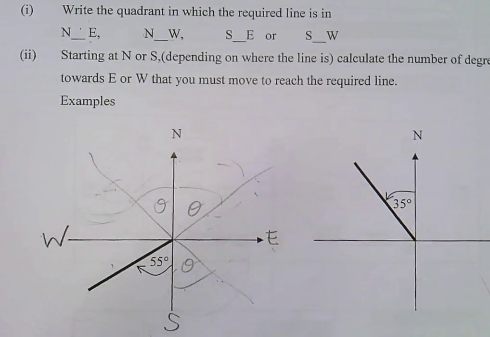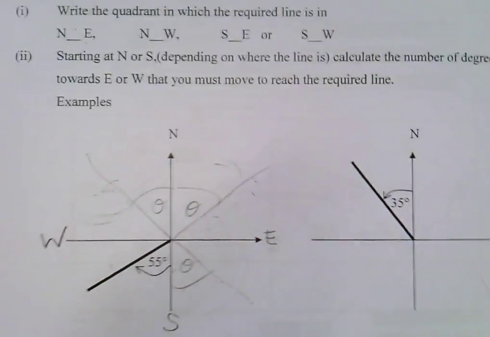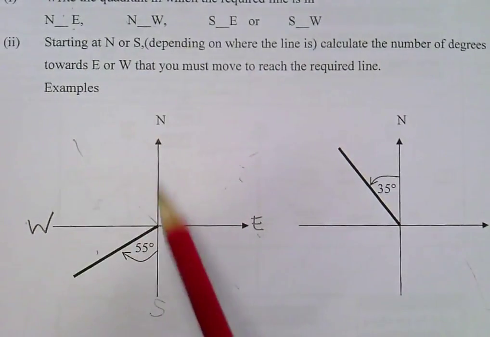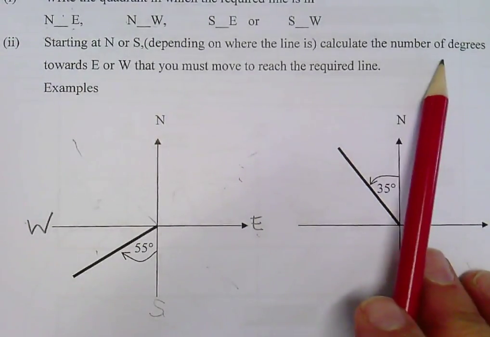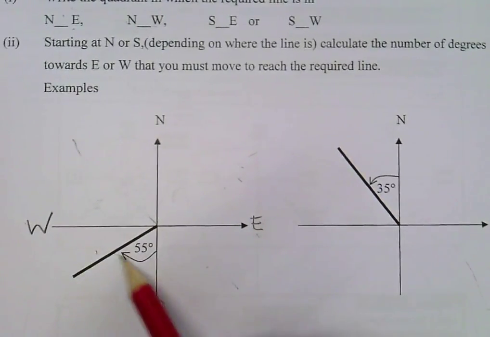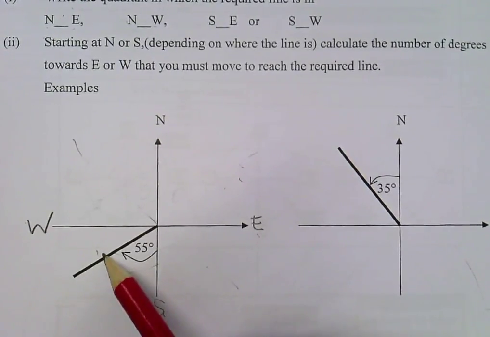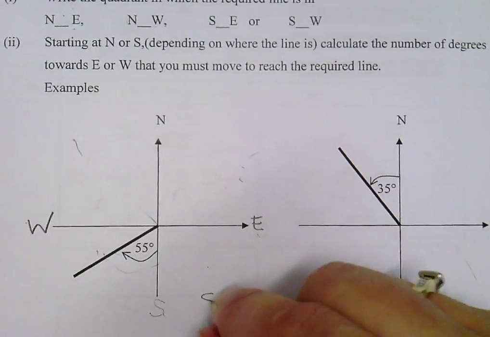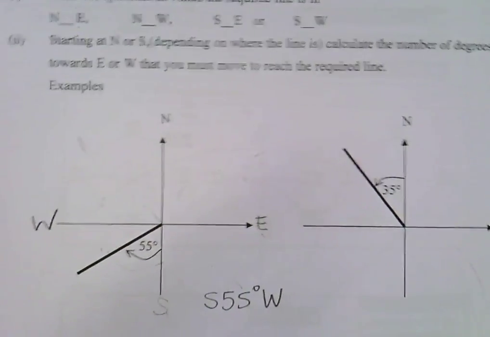Now, you must always start at north or south. So if we look at this bearing here, the rule is you must start at north or south depending on where this line is and calculate the number of degrees towards east or west. This bearing here is in this southwest quadrant, so it would be south 55 degrees towards west. So this is called south 55 degrees west.